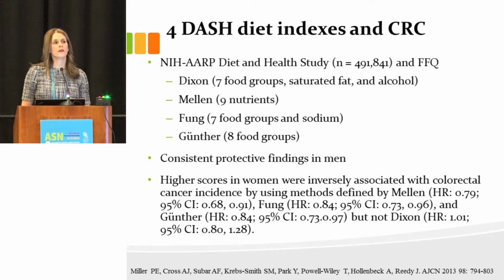Across all 4 patterns or 4 indexes in men, there was a protective association with dietary indexes in colorectal cancer. But in women, there was only a protective association for 3 out of the 4 indexes. So I show you this to make sure that when you're doing this type of work, you're looking at all of the different methods within the same cohort. If these researchers went out and just looked at the Dixon method without looking at the other methods, they may have erroneously concluded that there was no relationship between diet and colorectal cancer, for example.